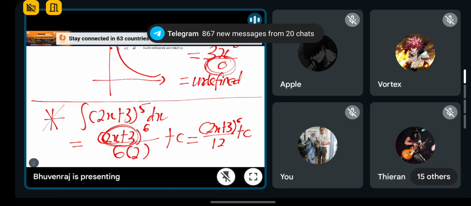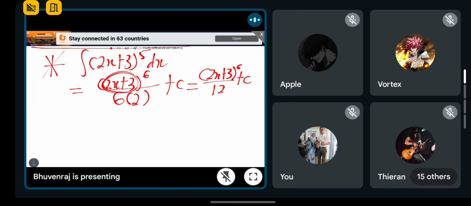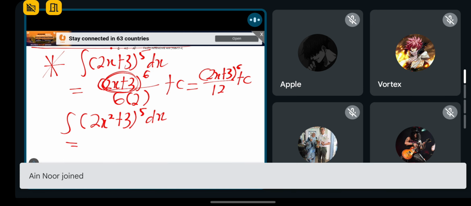How about if it's x square inside? Good question. Let me modify the question. Actually, it's the same process only. Maida, you mean like this, right? I think something like this, right?